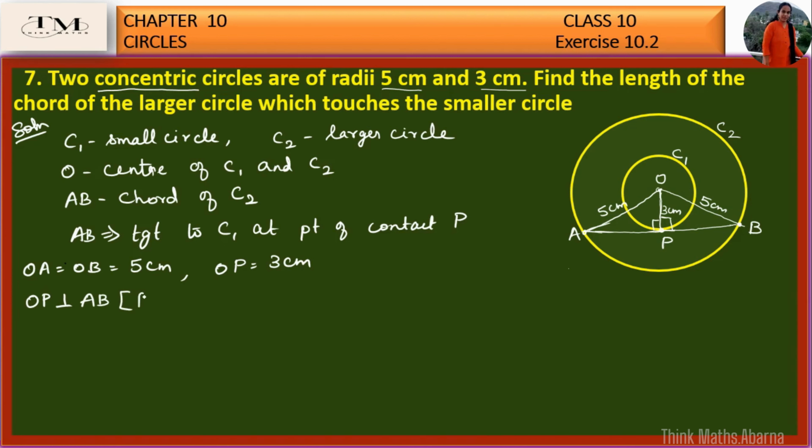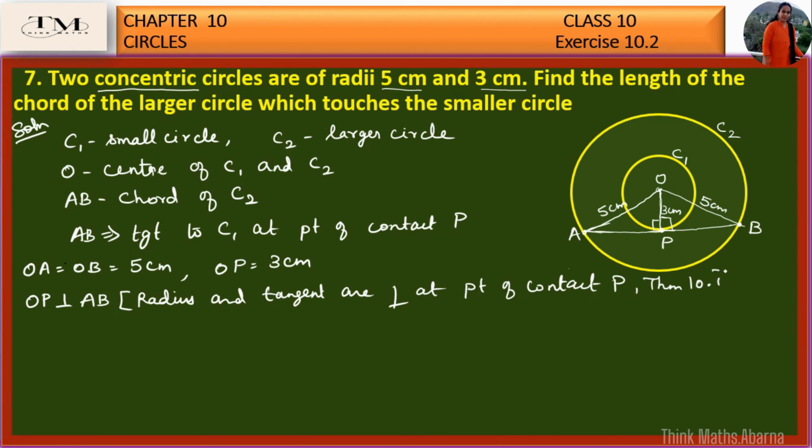This is because radius and tangent are perpendicular at the point of contact P. So this is from theorem 10.1.